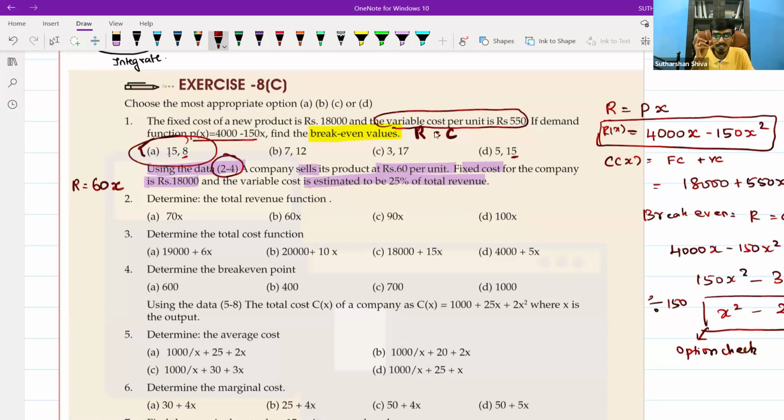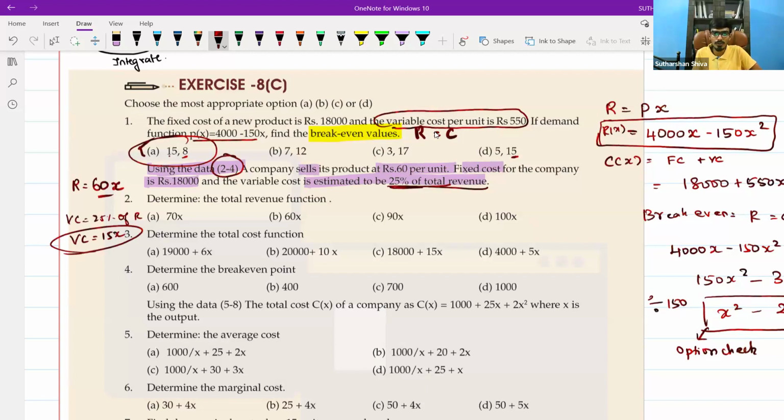Fixed cost is nothing but 18,000. Variable cost is estimated to be 25% of the total revenue. What is 25% of the total revenue? It is 60x. On 60x, calculate variable cost is 25% of revenue. What is 60 into 25%? Variable cost is nothing but 15x.